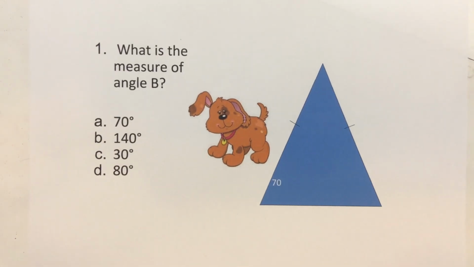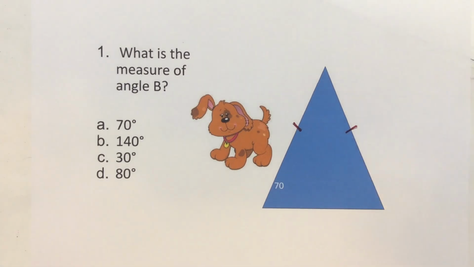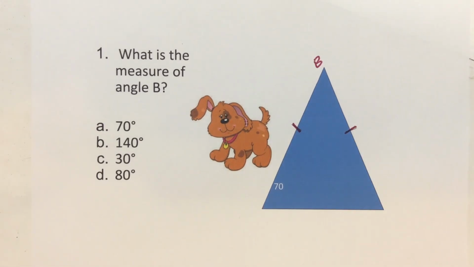What is the measure of angle B? Uh-oh, we don't even have an angle B on here. It tells us this side and this side are congruent. I'm going to say this is angle B right up there. Okay, what is the measure of angle B?